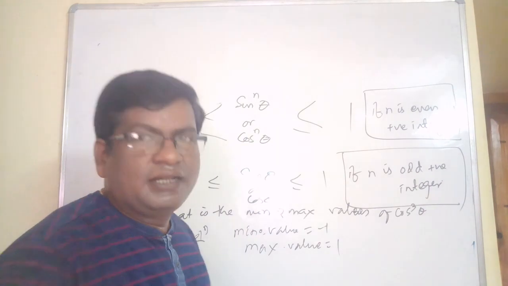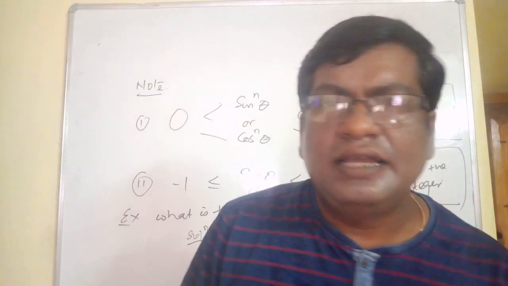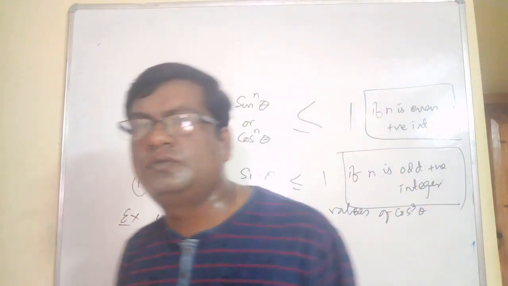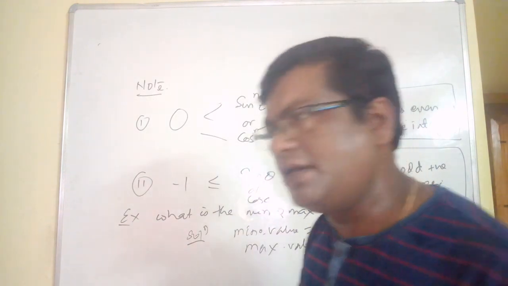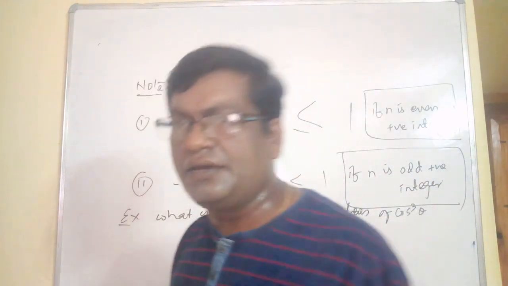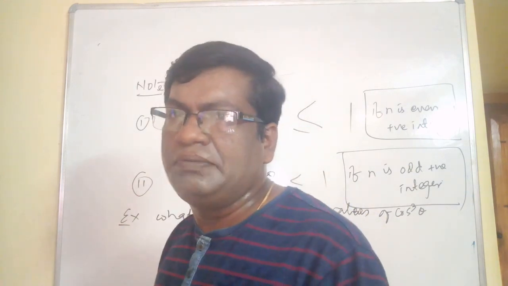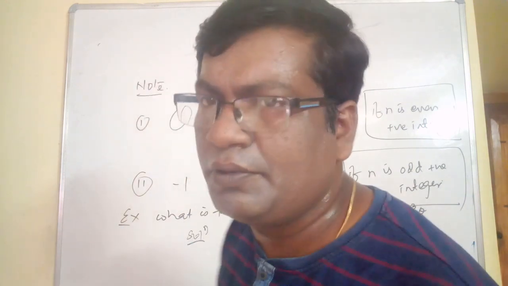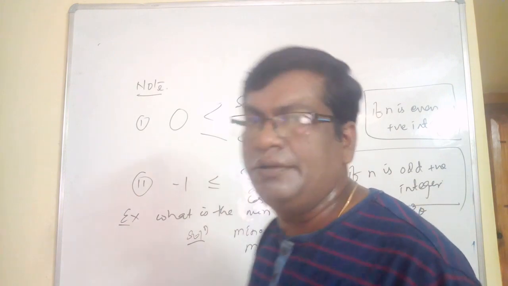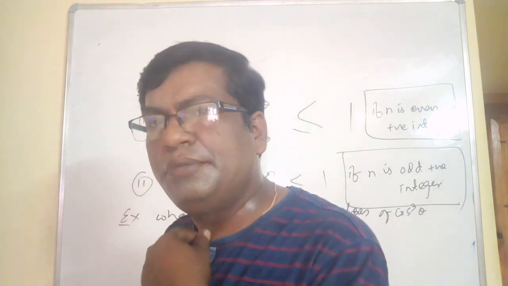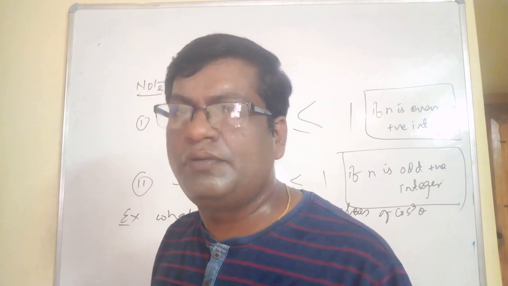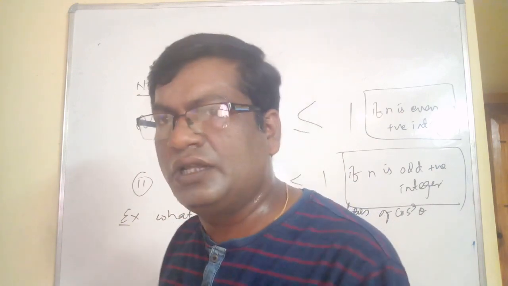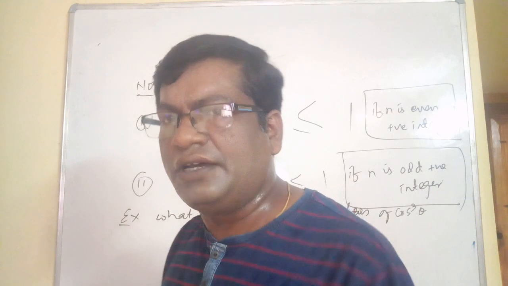If n is even, then the minimum value of sin theta or cos theta is equal to 0 and maximum value of sin theta or cos theta is equal to 1. In case of even, minimum value is 0, and in case of odd, minimum value is -1. Maximum value for both sin and cos is 1.